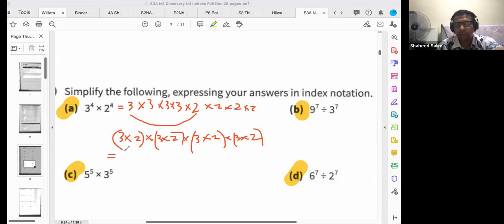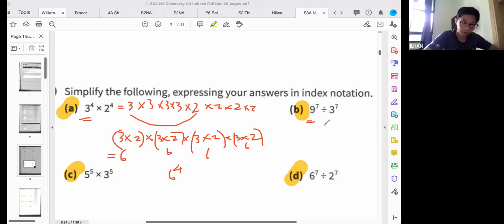So this is actually equal to 6 times 6 times 6 times 6. It's actually 6 to the power of 4. So the rule is, powers the same, leave the power alone. Take the numbers times each other. 3 times 2 is 6. Just put it to the power of 4. Divide is the same thing. So what's your answer for divide down here?